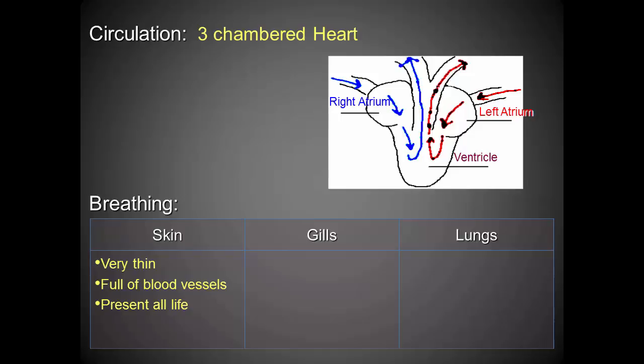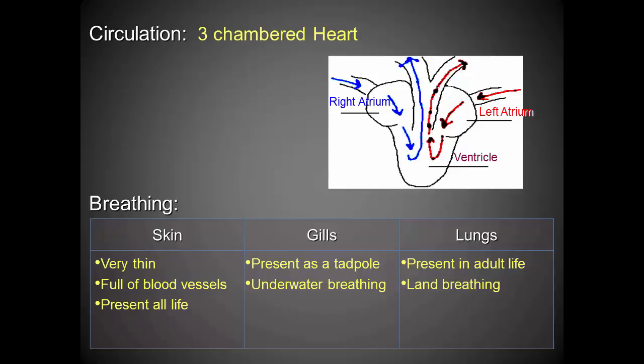When they are in the tadpole stage, they can use their gills. They're only there when it's a tadpole. And gills are adapted to get oxygen out of what? Water. To get oxygen out of the water. And then eventually, as they mature into the adult stage, they start using their lungs, which are obviously adapted for getting oxygen out of the air.